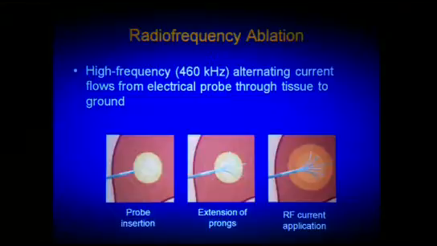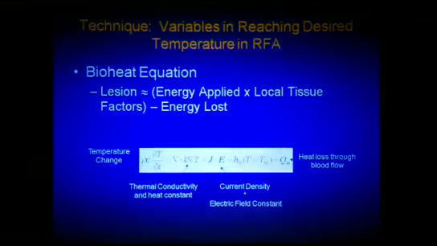Here's a schematic. Basically, we use high-frequency alternating current, placing that into the tissue via a percutaneous approach. We take the electrode, put it inside the tumor, expand the prongs, and apply the current. That in itself causes coagulation necrosis. This is a complex formula. I've tried to simplify it, and you will be tested on it later.